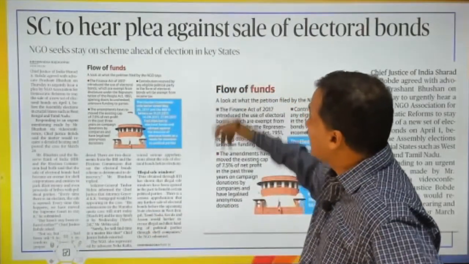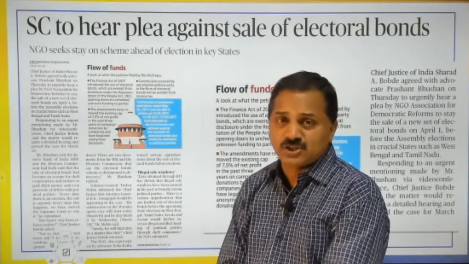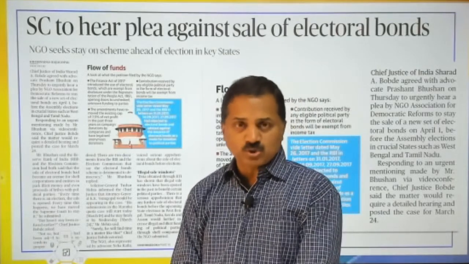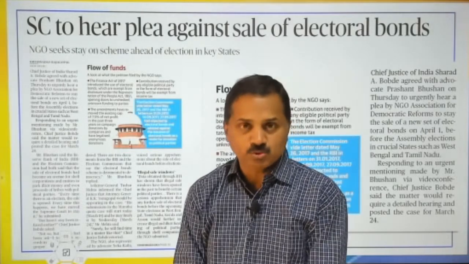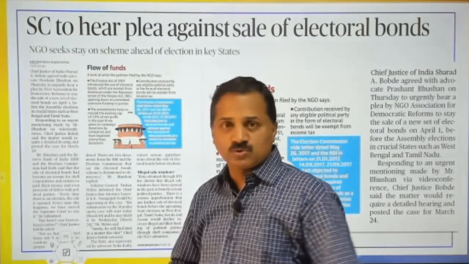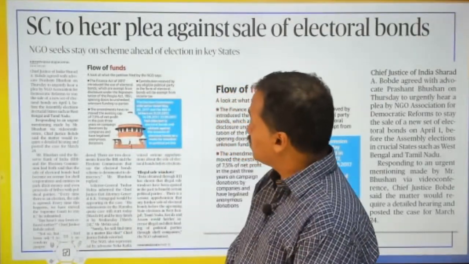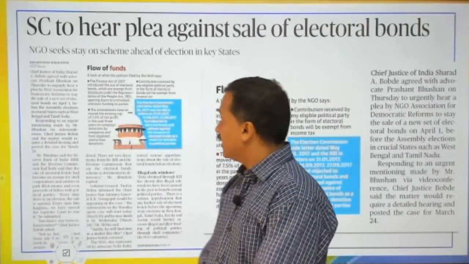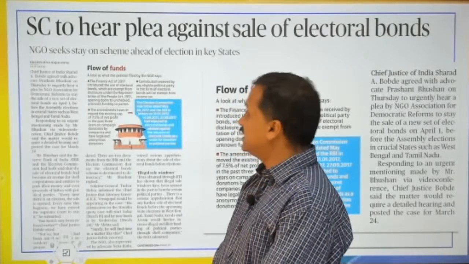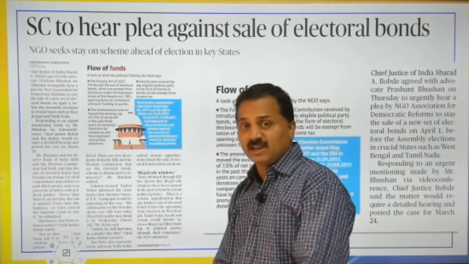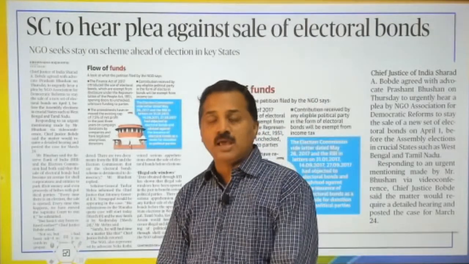Now, the Supreme Court will hear a plea against the sale of electoral bonds. During every election, NGOs would approach the court for their quick intervention to check disguised funding through electoral bonds, but the court would not listen. But at last, the Chief Justice has said that it would allow a petition, and the Chief Justice agreed with Advocate Prashant Bhushan to urgently hear a plea by NGO Association for Democratic Reforms to stay the sale of a new set of electoral bonds on April 1.